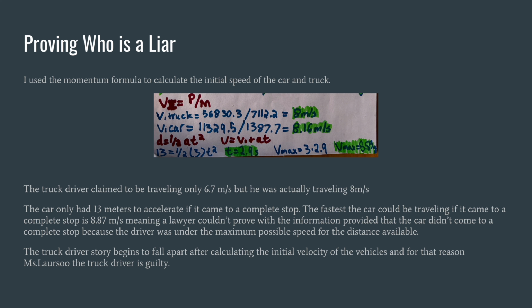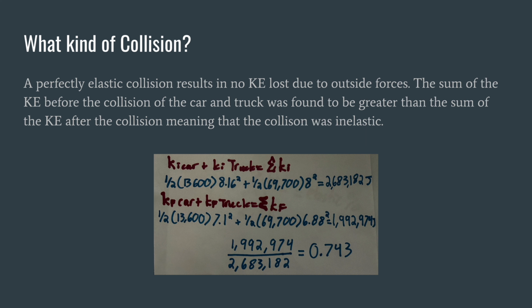This is in contrast to the truck driver, who claimed to be traveling 6.7 meters per second before the collision, but was actually found to be traveling 8 meters per second before the collision. Unlike the car driver, the truck driver was not being truthful. In British Columbia, they require drivers, if they are on the flashing yellow side, to enter the intersection with caution. The truck driver was traveling faster than they thought they were driving, meaning that they were not driving with caution, meaning that this collision is the truck driver's fault.